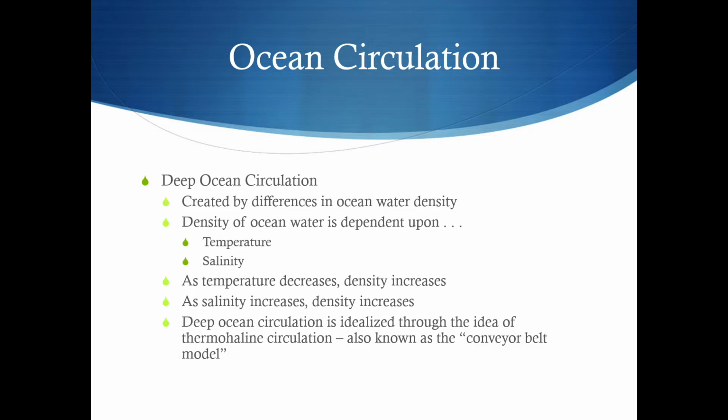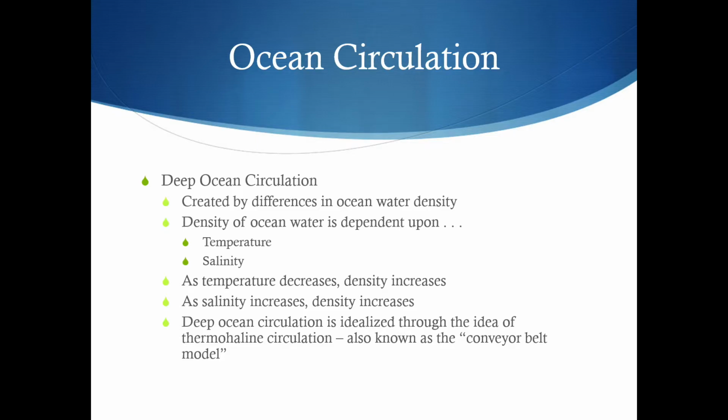As temperature decreases, density of water increases. So let me say that again. As temperature decreases, density of the water increases. As salinity increases, density of the water increases. In other words, as you dissolve more salts in the water, the density of the water goes up. So our densest water, right, is water that is very cold but has a lot of salt in it. Okay? Now, deep ocean circulation, we'll get back to that in a second.